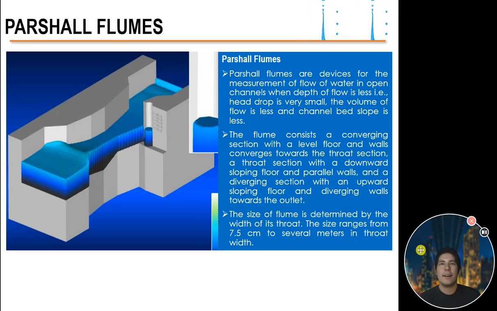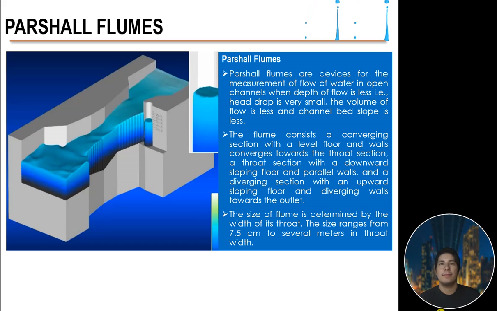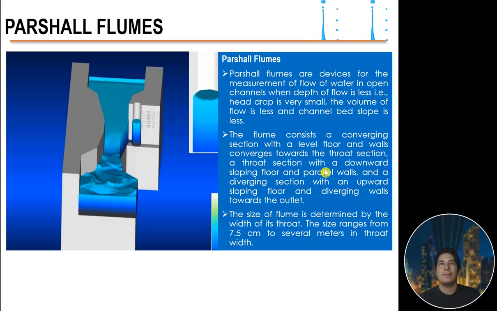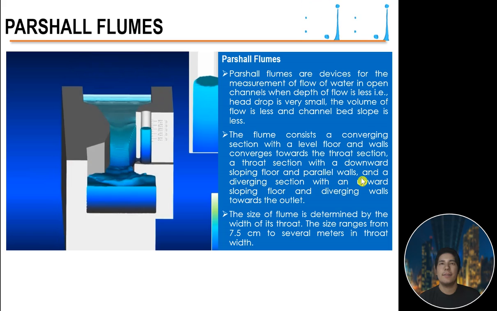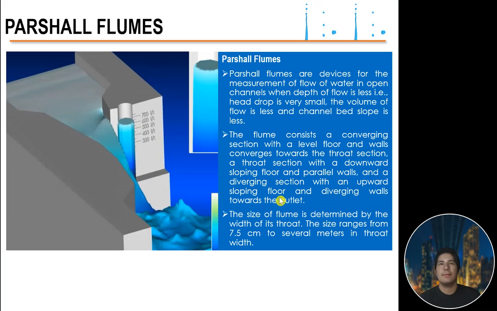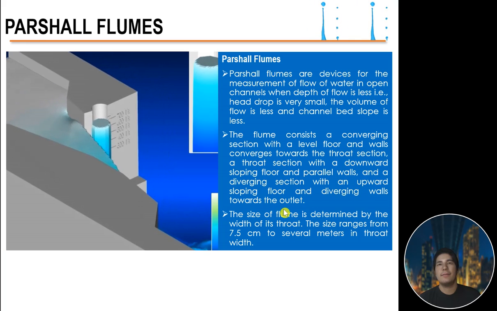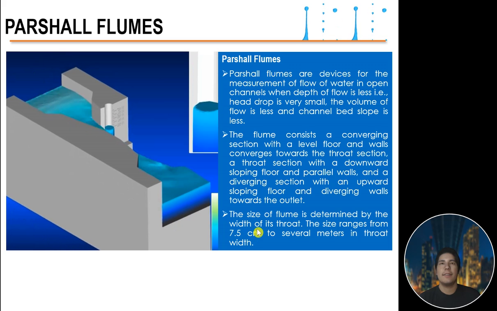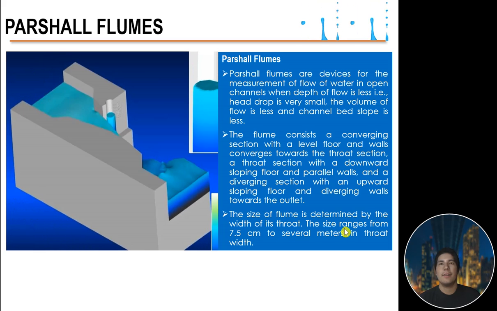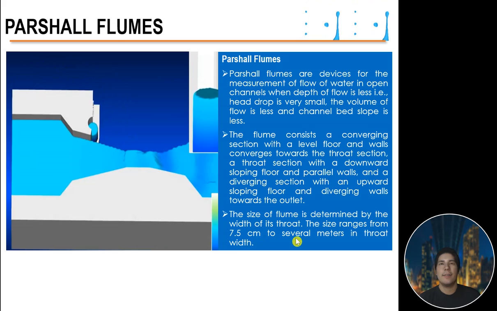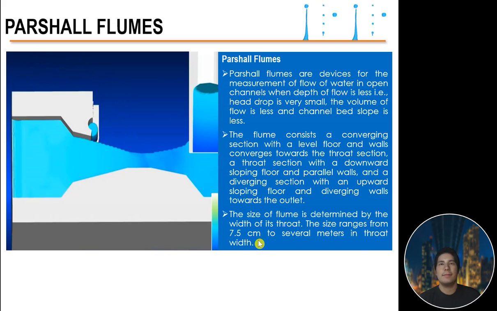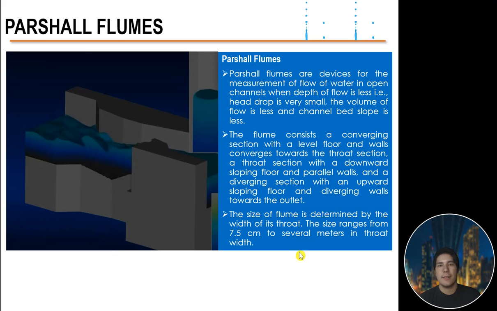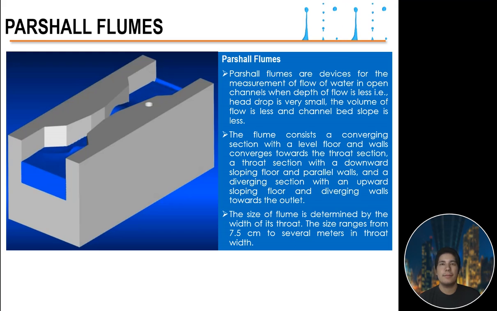So, the flume consists of a convergent section with a level floor and walls converging towards the throat section, a throat section with a downward sloping floor and parallel walls, and a diverging section with an upward sloping floor and diverging walls toward the outlet. So the size of the flume is determined by the width sa throat natin. The size ranges from 7.5 cm to several meters in throat width. Okay? So bali yung naming ng mga flumes natin is andun sa width ng throat nila.